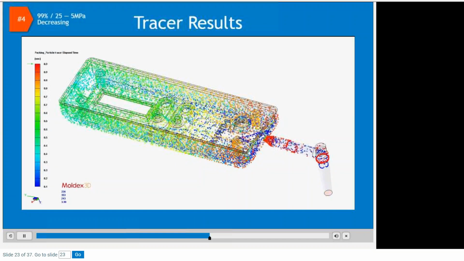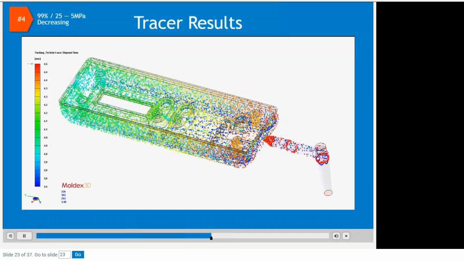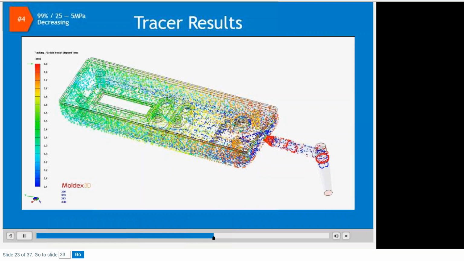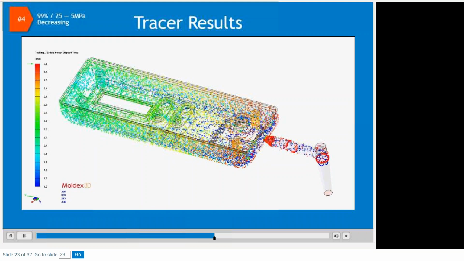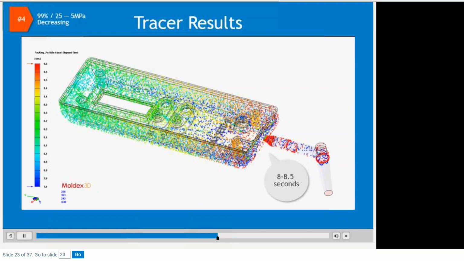In the second section of this lesson, the switchover point from filling to packing changes to 99%. The pack pressure profile for the first example is set at 25 megapascals and is gradually reduced to 5 megapascals for the 8-second pack time. The tracer movement results indicate the tracers are moving until the end of those 8 seconds.